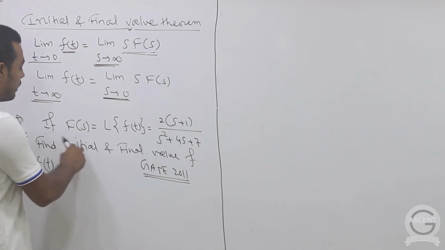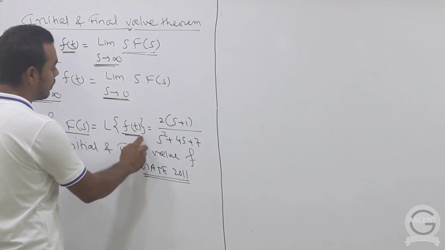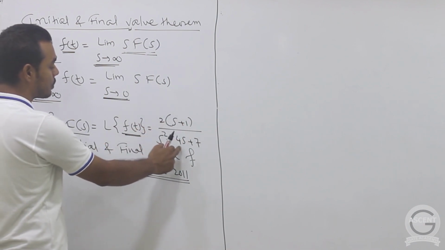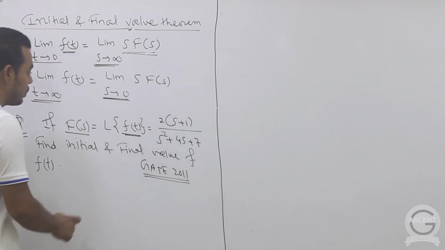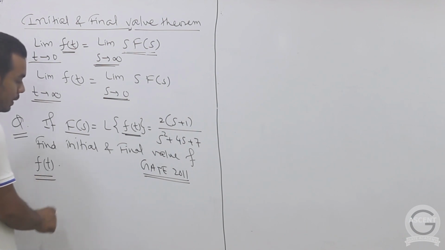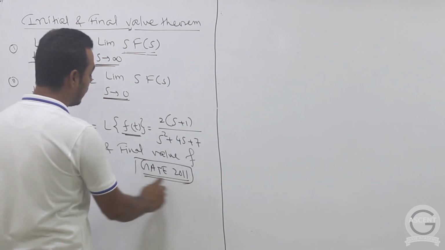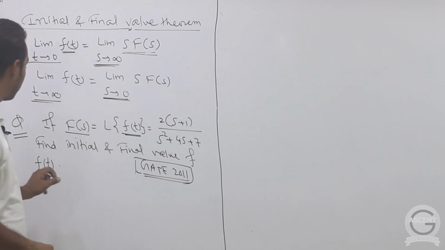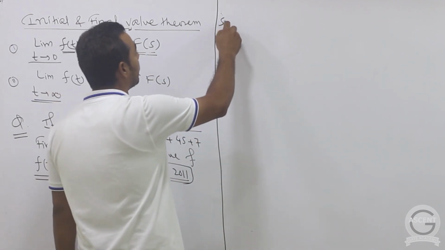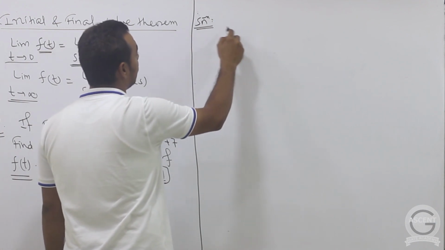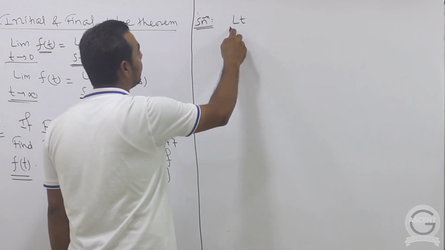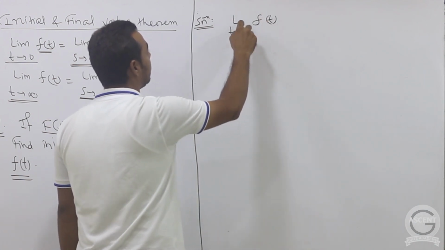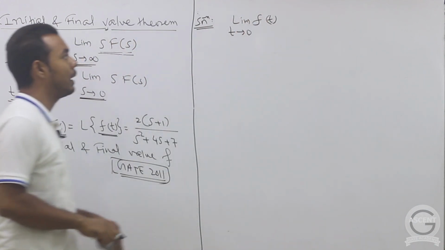So this question is given F(s) is the Laplace transform of f(t). The expression is 2 into s plus 1 by s square plus 4s plus 7. The question is find the initial and final value of f(t). This problem was asked in GATE 2011. So we need to find the initial value of f(t) and the final value of f(t). So the initial value of f(t) will be limit t tending to 0 f(t). This will be the initial value of f(t), right?